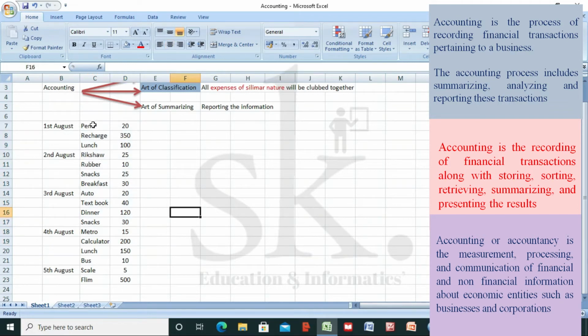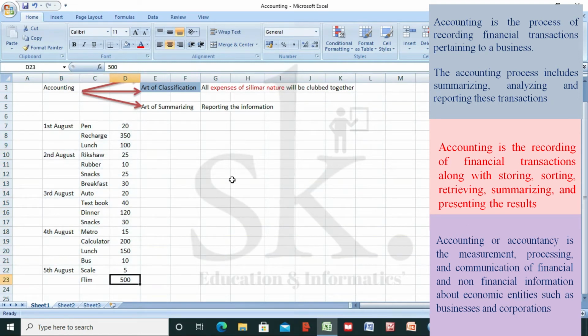The expenses which I have recorded here, if you check, are from the point of view of a particular student. A student makes certain expenses: he has purchased a pen, there are recharge expenses with respect to internet, lunch expenses, and transportation expenses as he might have gone to college, where rickshaw expenses are there. There are expenses relating to snacks, auto, and metro, which is also traveling. He requires a calculator for an accounts class, he also required a scale, and he might have gone to see a film.